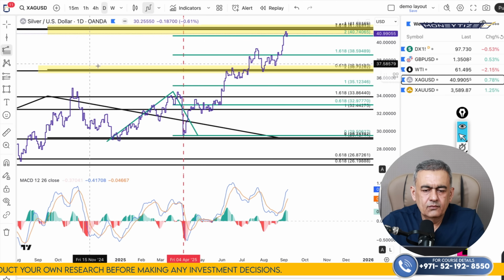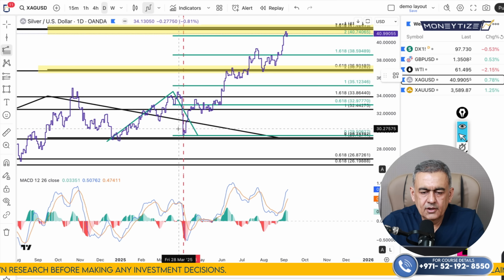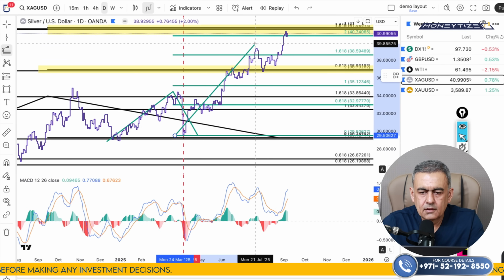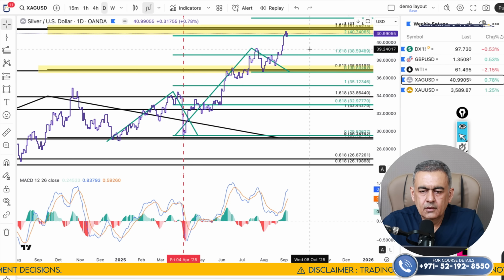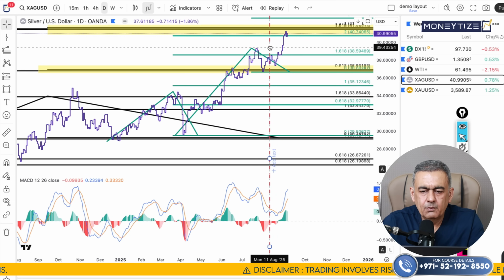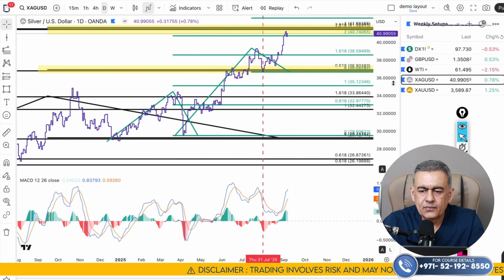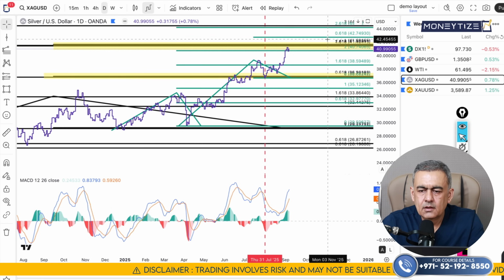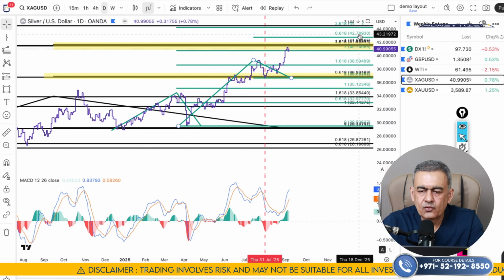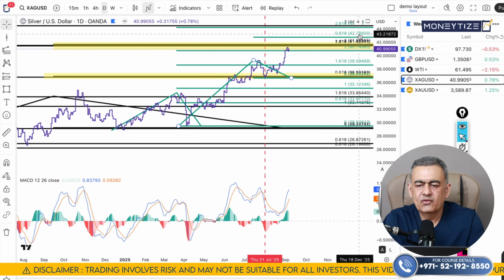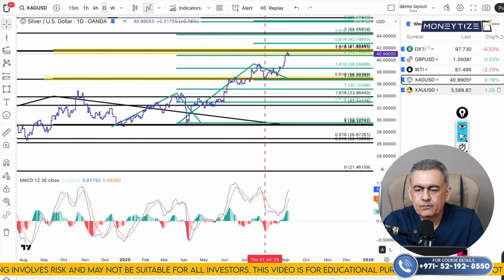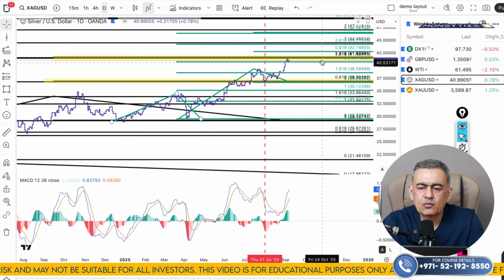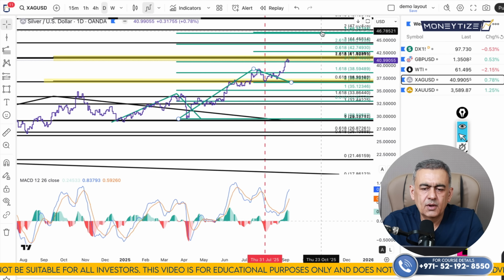I can also connect with the next extension here. So I'll start from point A, connect with the high as point B, and the higher low as point C. Once it breaks above 41.45, the next immediate target is 42.74, or we can say 42.75, followed by 44.45, and the ultimate target would be around the $46 to $47 mark.